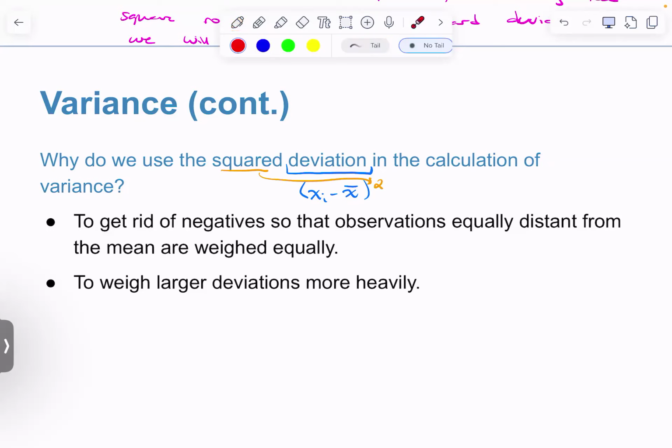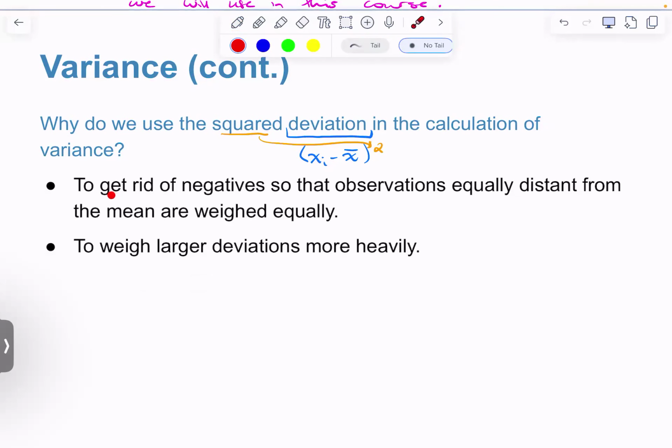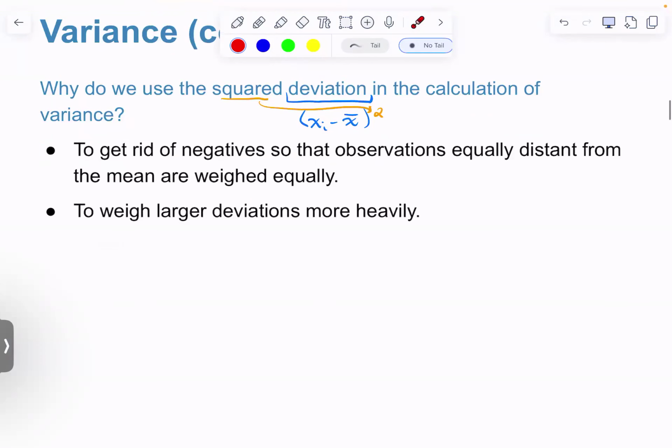We've talked about the first benefit of squaring these values, which is to get rid of negatives. Because if you had observations that are equally distant from the mean, which is perfectly reasonable, especially with a symmetric distribution, some will be below, some will be above. Then they would just cancel each other out if you left them as negatives and positives. That's a problem.